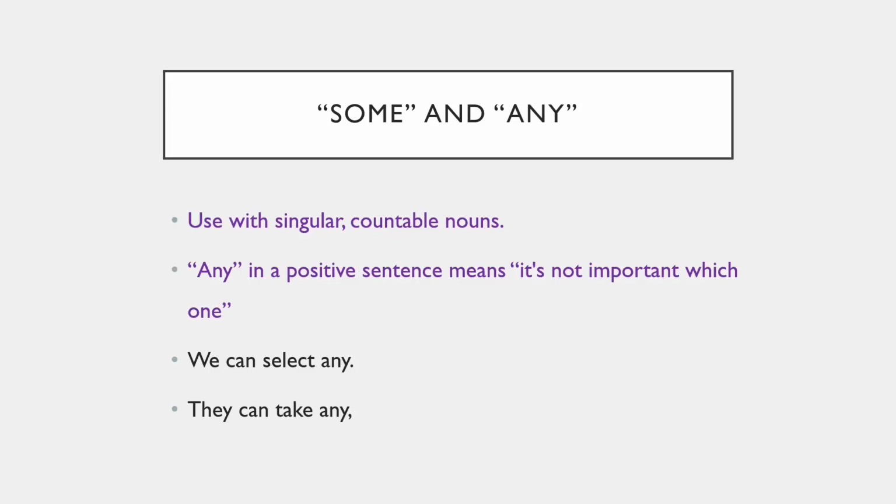The next point to remember is that if we use any in a positive sentence, it means it is not important which one the speaker wants. Look at the examples. We can select any. Here, the speaker doesn't mention the specific one. There's no specific one that the speaker wants.